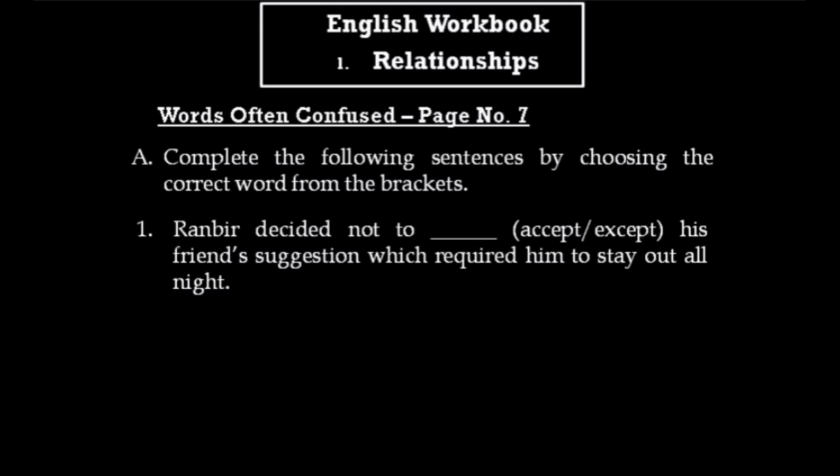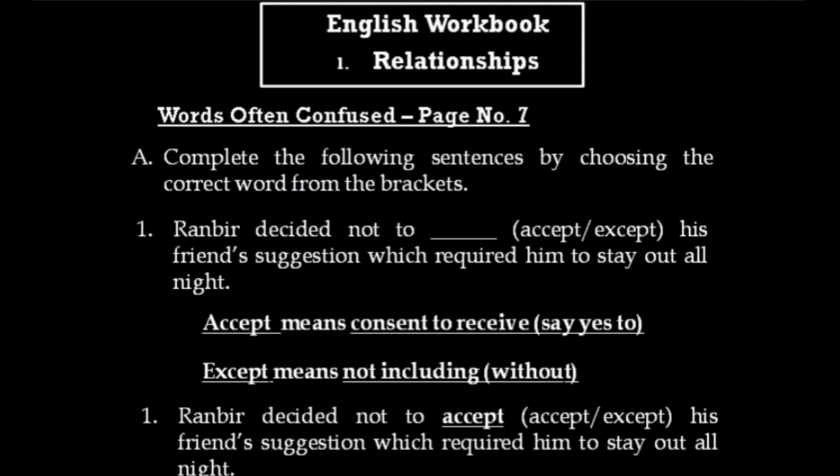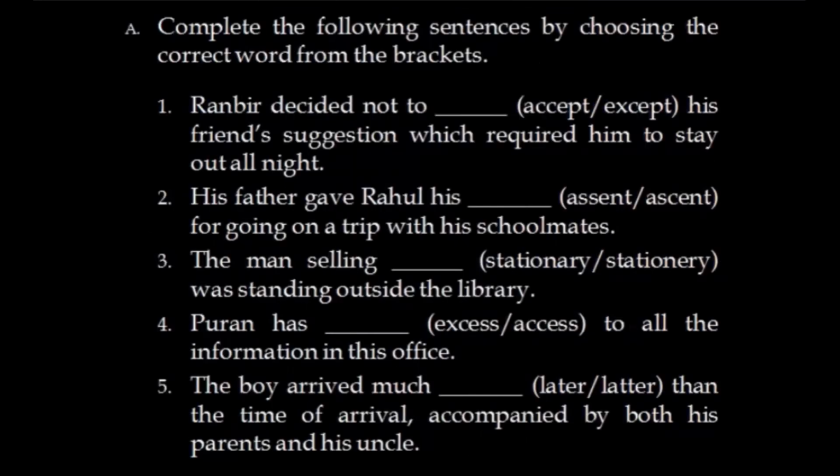So let us find the meanings of the words first. Accept is saying yes to or giving consent. Except, E-X-C-E-P-T, is not including, that is excluding. So here Ranbir is saying no to his friend's suggestion. No means not saying yes to. Obviously the answer is A-C-C-E-P-T. So I hope this is clear. Please find out the meanings and fill in the blanks.